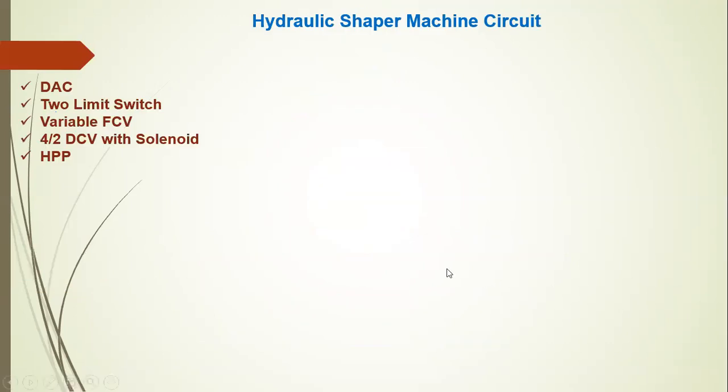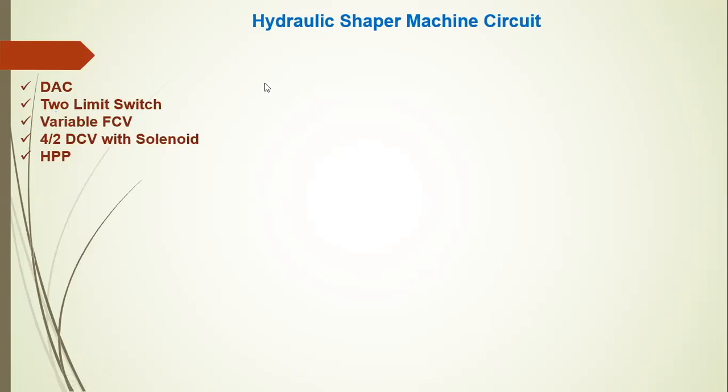Here we are going to study the shaper circuit operated by a hydraulic circuit. What is the main function, and how does it work? First, let's know how the hydraulic shaper machine works. Shaping is a machining process in which the cutting tool reciprocates.